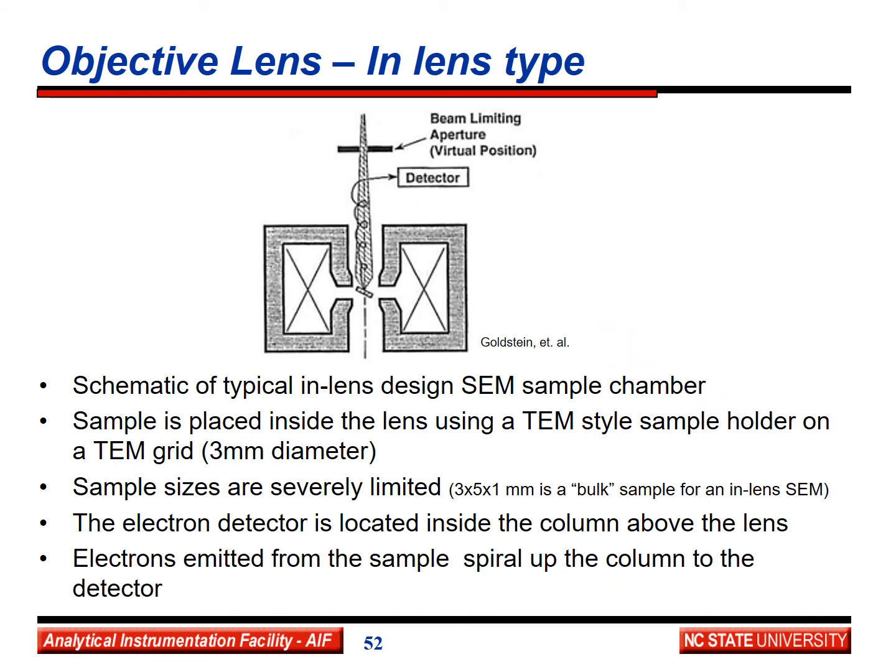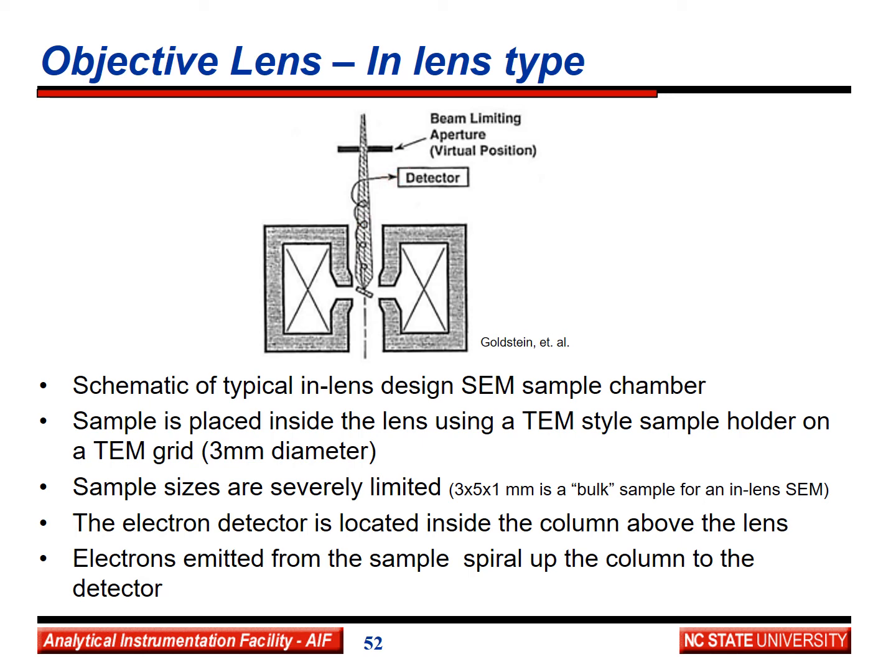The very first ultra-high resolution SEMs employed in-lens type objective lenses. A schematic of such a lens is shown. With a lens like this, the sample is placed inside the lens using a TEM style sample holder. This means that your sample sizes are severely limited, with a 3 by 5 by 1 millimeter sample being considered a bulk sample for an in-lens SEM. What happens in a microscope that employs an in-lens objective lens is that the electrons are focused onto the sample inside the lens, and emitted electrons spiral up the column where they are detected inside the column.